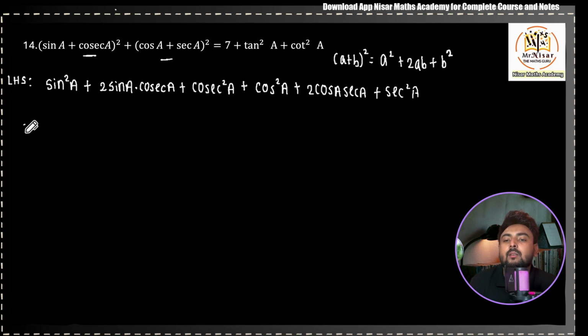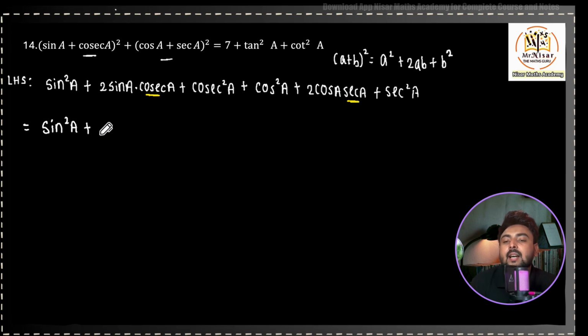Okay, now here I have, children, see, first of all I'll write sine square A as it is. I can see here cosec. I'll underline it here so that it will be more clear to you. Here you see this cosec is there. Cosec is the reciprocal of sine. So can I write this cosec as 1 by sine? So this sine will get cancelled and here 2 will remain. Here also you see sec. Sec is the reciprocal of cos. So this cos can get cancelled. So I'll write in that way.